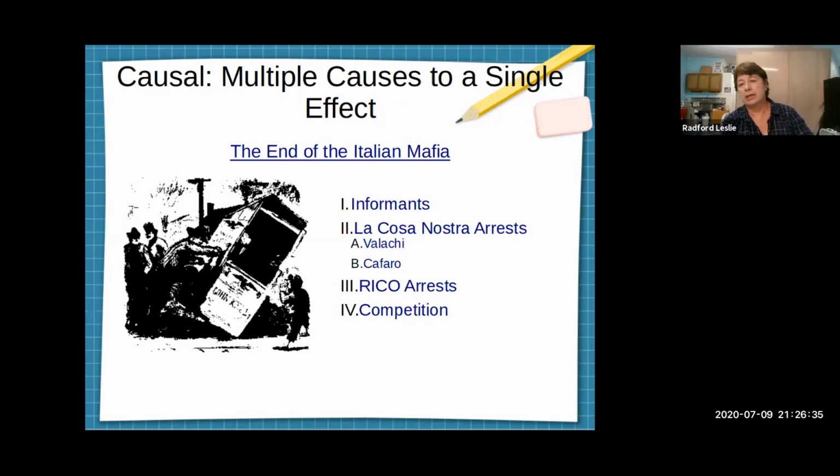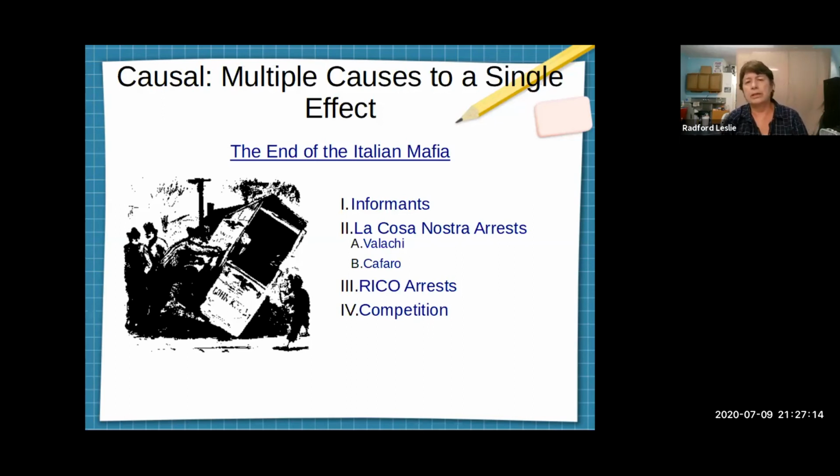I'm going to talk about the informants that happened in the 60s, just people turning them in. The La Cosa Nostra arrests in the 70s. The RICO arrests, when they started confiscating everybody's ill-gotten gains in the 80s. And finally, by the 90s, we can talk about the end of the mafia in terms of competition from the Chinese mafia, the Mexican mafia, etc. Okay. Simple speech on the end of the Italian mafia from multiple causes that got us that effect.